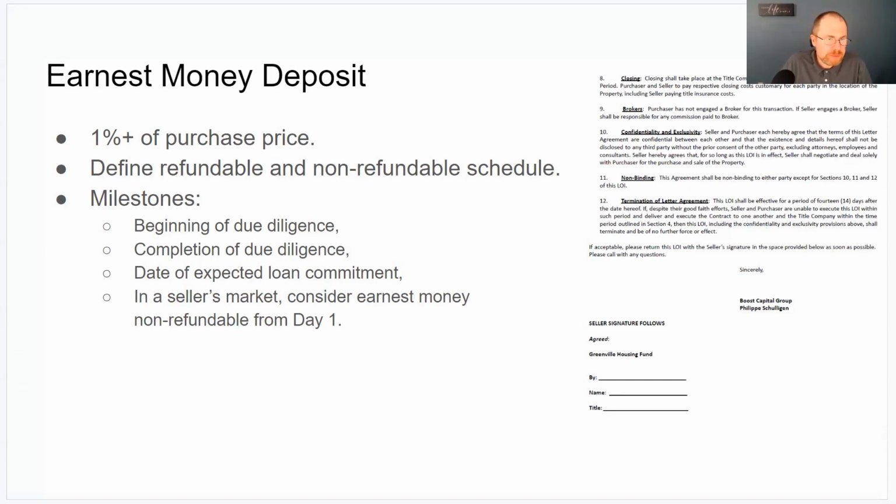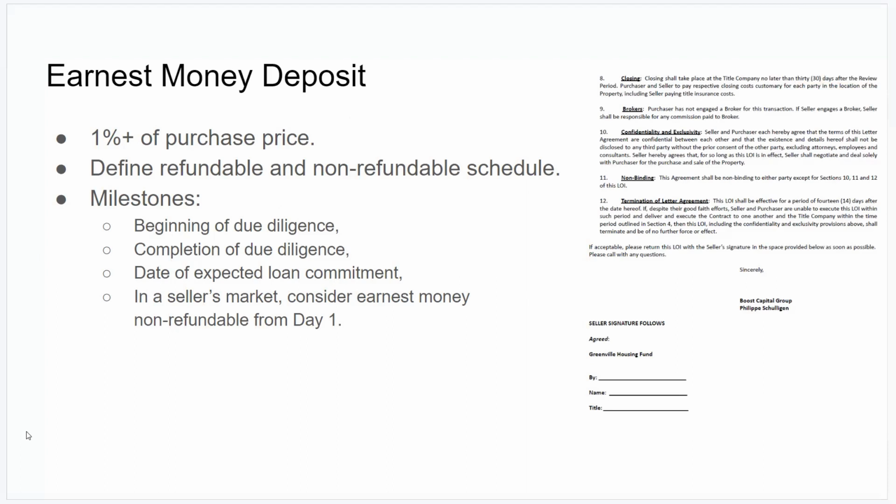That's great. Let's spend a minute on earnest money deposit. Basically you're showing the seller that you're a motivated buyer, and they're going to expect you to show some money. Rule of thumb, you can start with 1% of the purchase price. Sometimes it's over that. But what's going to be very important is to define the refundable and non-refundable schedule.